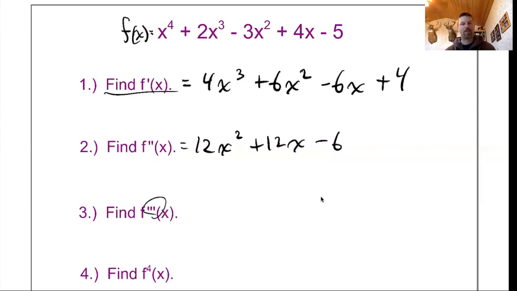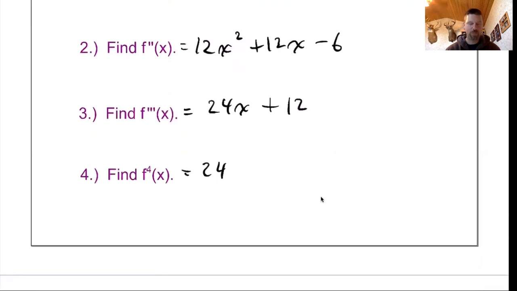Guess what f triple prime is? The third derivative. The derivative of the derivative of the derivative. You're just asking to find the derivative again. This will be 24x plus 12. After 3 primes, it gets pretty bad to try to keep going to 4 and 5 and 6 and 7 if you wanted to find the 4th, 5th, 6th, or 7th derivative. So after that, the notation just changes to a number. The 4th derivative would be 24.